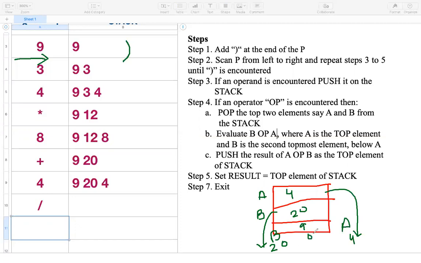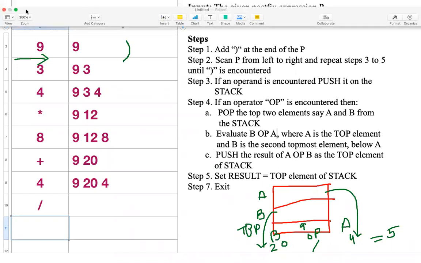So I do B op A. What is my operation? My operation is division. So 20 divided by 4 gives me a 5. And when this is happening, these two elements are no longer there, and top is pointing to this location right now. So this is my top. So this result is 5.